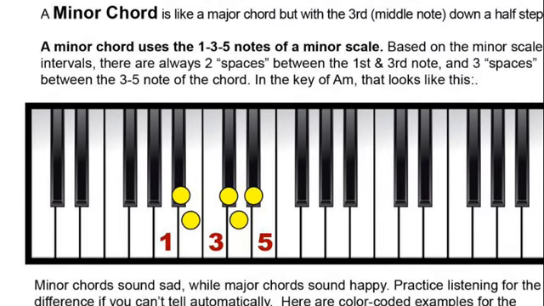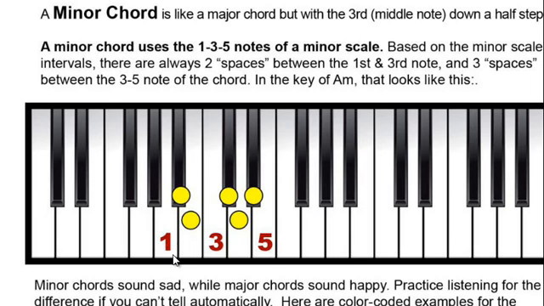So with a minor chord, the only difference between a major and a minor chord is that the 3rd note is down a half step. Whereas with major scales there were 3 spaces between the 1st and 3rd and 2 between the 3rd and the 5th, with a minor scale it's reversed. So there are 2 notes between the 1st and the 3rd note, and there are 3 notes between the 3rd and the 5th.